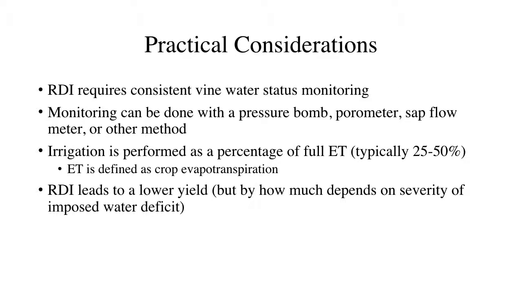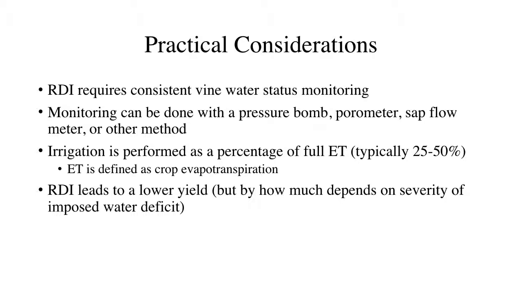There are some practical considerations if you're going to use an RDI strategy. For one, RDI requires consistent vine water status monitoring. There are several methods that one can use to do this. You can monitor with a pressure bomb, a pyrometer, a sap flow meter, or other newer methods that are soon going on the market. Regardless of which method you use, the key is to keep a consistent monitoring schedule so that there are no surprises.